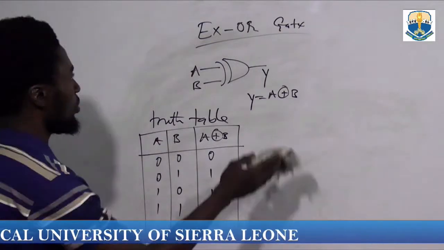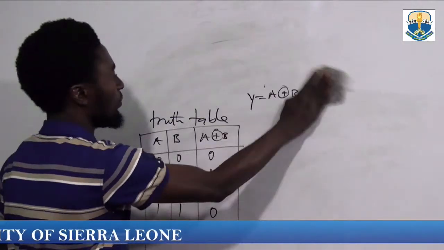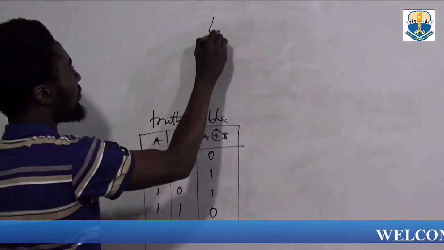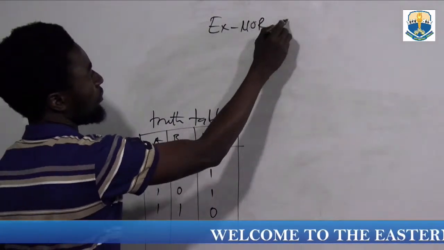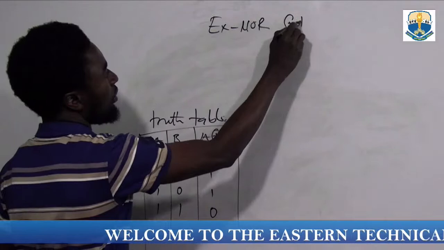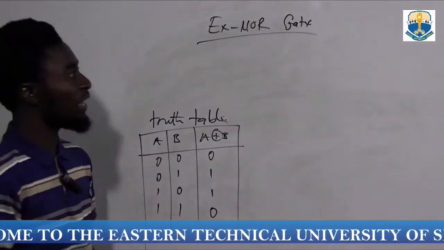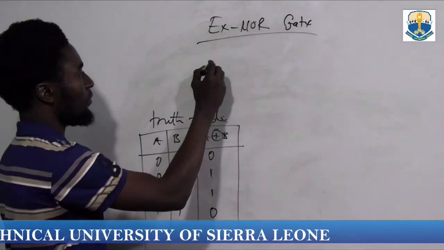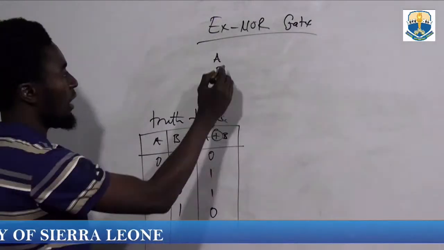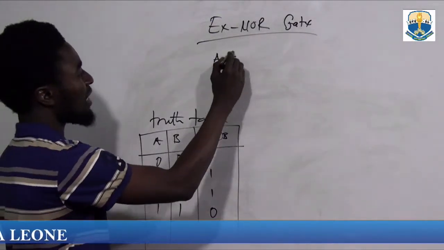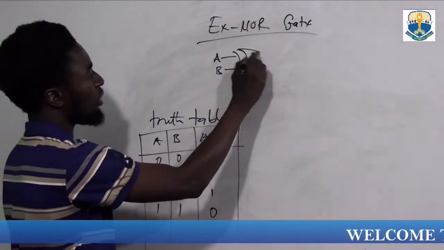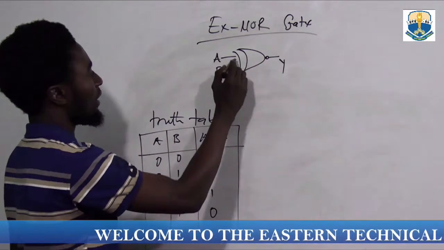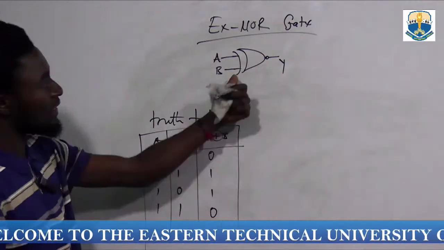So let me get this one off and get, say, exclusive NOR. And for the exclusive NOR, we are still going to maintain the two inputs, input A and input B. When input A and input B pass through the exclusive OR gate, we invert, getting our inverter here to get Y. So this is the exclusive NOR gate.